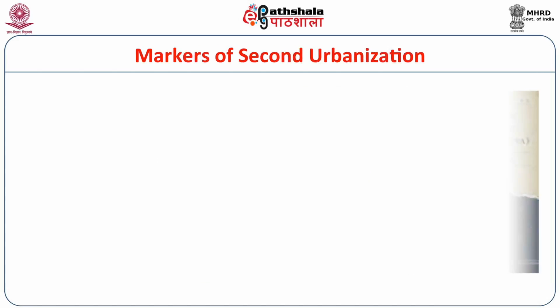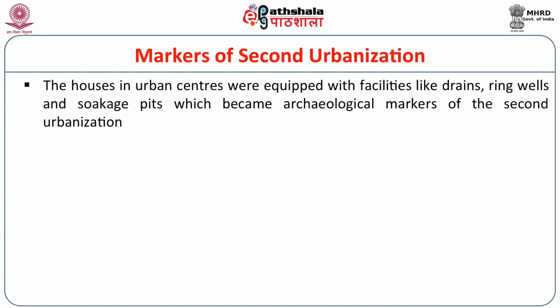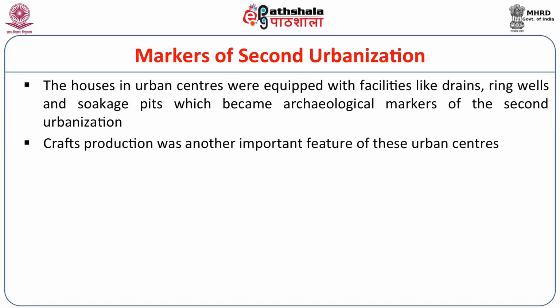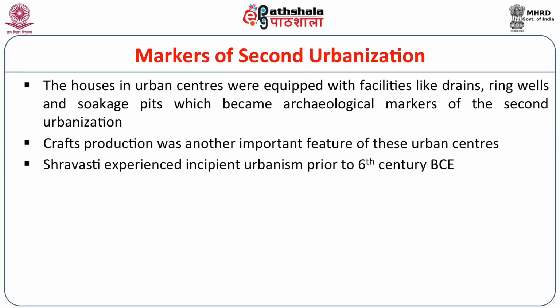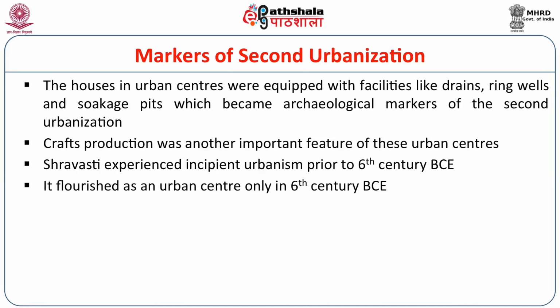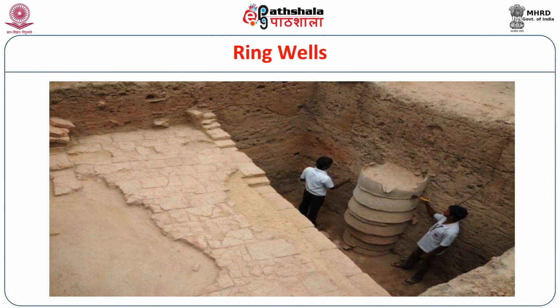Now, let us think of the markers. When we hear about so much of second urbanization, what could be the markers? We find that the houses in urban centers were equipped with facilities like drains, that is drainage was very important, ring wells and soakage pits, which became archaeological markers of the second urbanization. Crafts production was also another important feature of these urban centers. Shravasti actually experienced incipient urbanism prior to 6th century BC. It flourished as an urban center only in 6th century BC. So, you have incipient urbanism, where it is the beginning of an urban center, and then the transformation into a proper urban center in case of Shravasti.